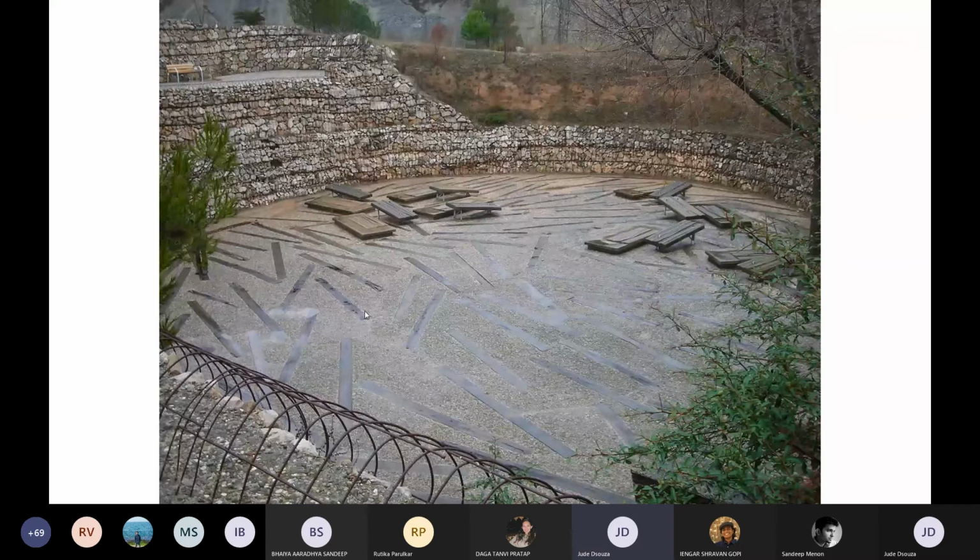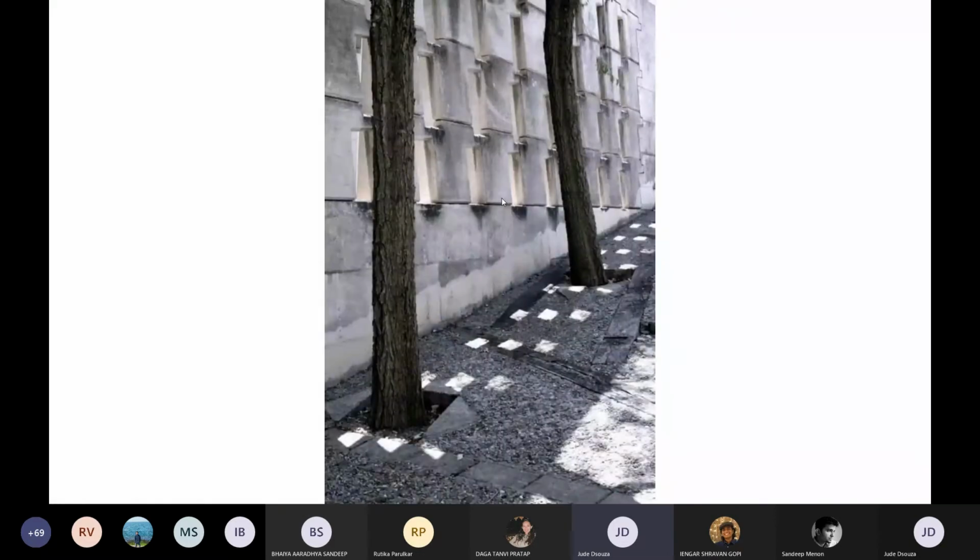You see this timber, almost like the railway sleepers under railway tracks, scattered with no apparent pattern. You also see the perforated wall and the shadow that it throws on the landscape. And of course, these are old photographs, so they might be a little pixelated.